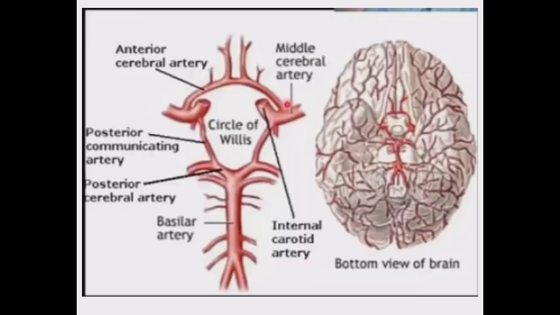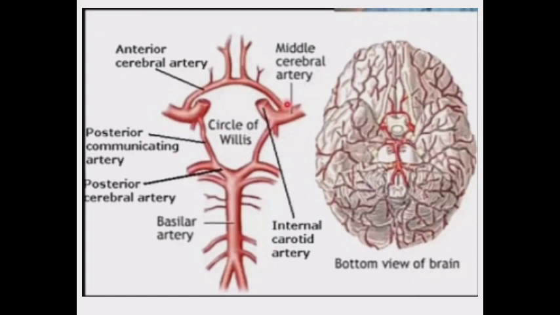Blood supply of the brain mainly consists of anterior circulation and posterior circulation. Anterior circulation arises from the internal carotid artery and posterior circulation arises from the vertebral arteries. Anterior circulation includes the anterior cerebral arteries and middle cerebral arteries. Posterior circulation includes the vertebral arteries, basilar artery and posterior cerebral arteries. All of these arteries combine to form the circle of Willis.